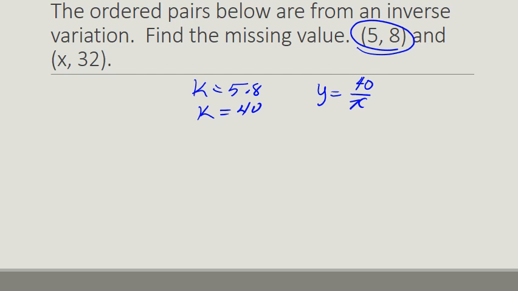So if I plug in 32, and actually the model xy equals 40 might be better because we're going to put in 32 for y. So x times 32 equals 40. And we're going to divide both sides by 32. So x is going to equal 5/4 if I divide everything by 8.